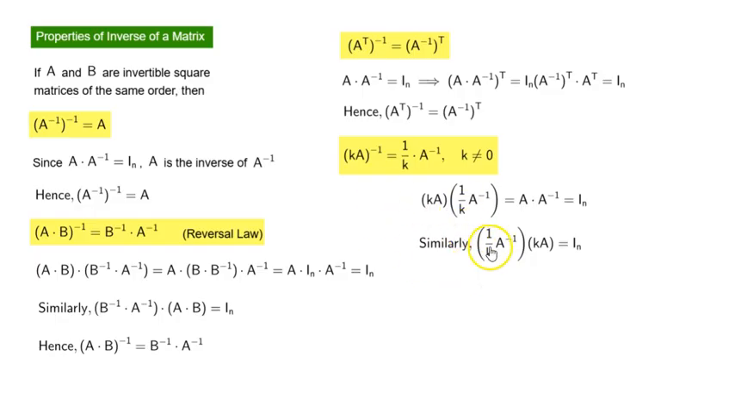Similarly, we can look at it in the other direction. So 1 by K A inverse times K A is equal to I sub n. Of course, K is not equal to 0. Hence, (K A) inverse is equal to 1 by K times A inverse. Remember here K is a scalar, so its inverse is nothing but the reciprocal. So that was properties of inverse of a matrix.